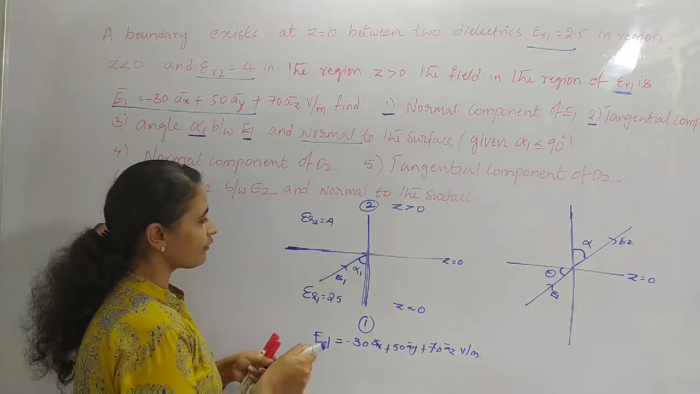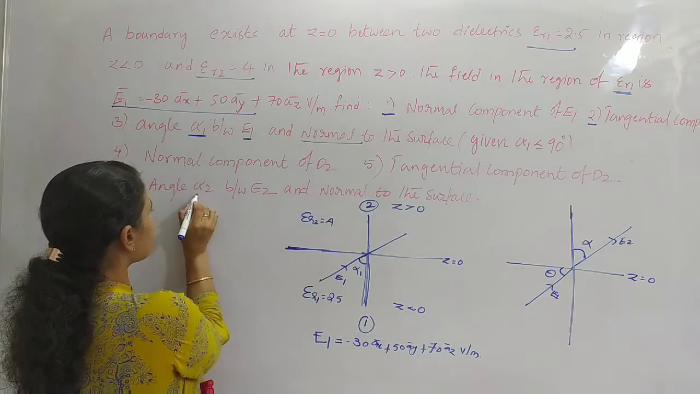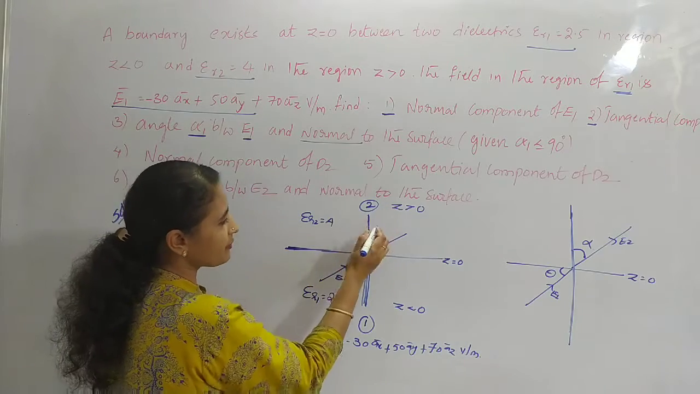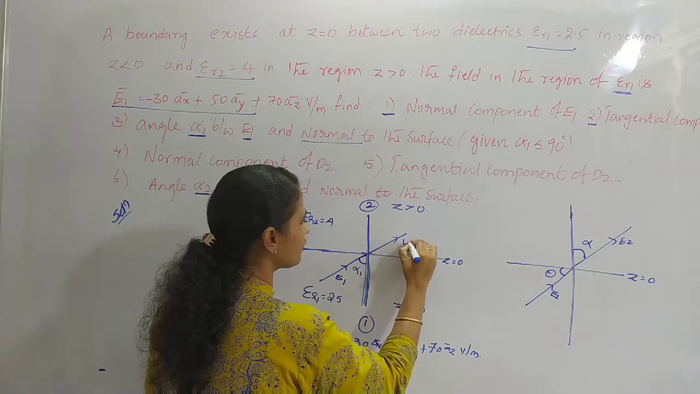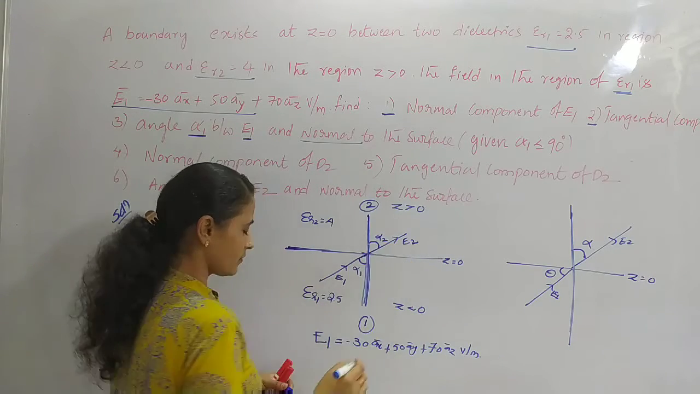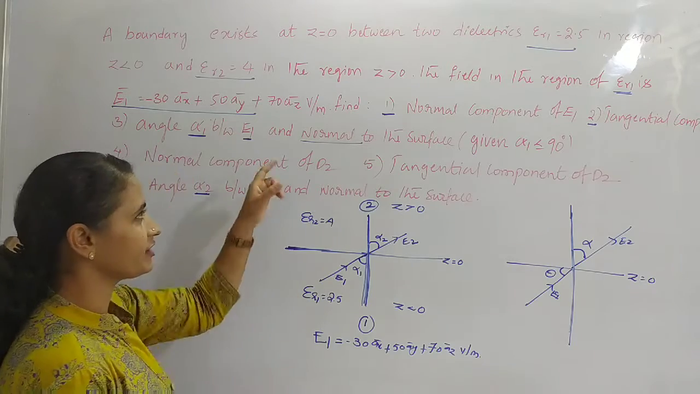Okay. So what is alpha 2 that we are supposed to find in the sixth part of the question? Alpha 2 is nothing but the angle between E2 and the normal to the surface. So this is the line of normal and this is E2. Now here is the angle alpha 2.